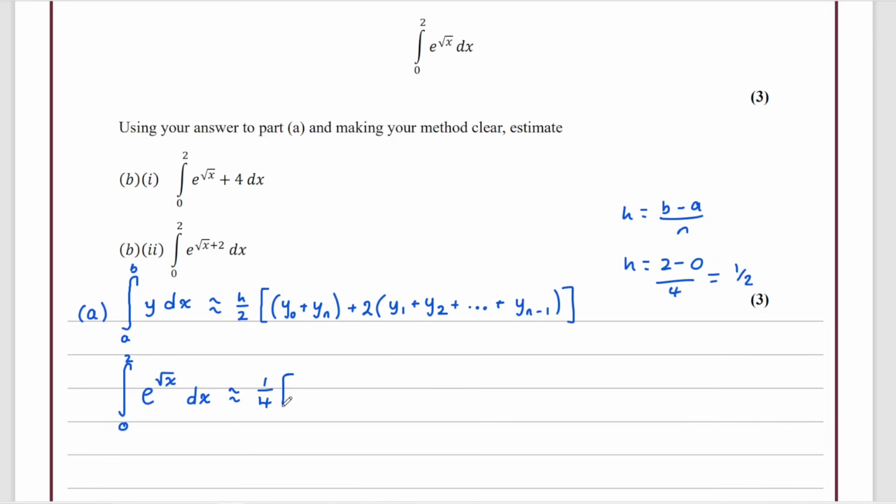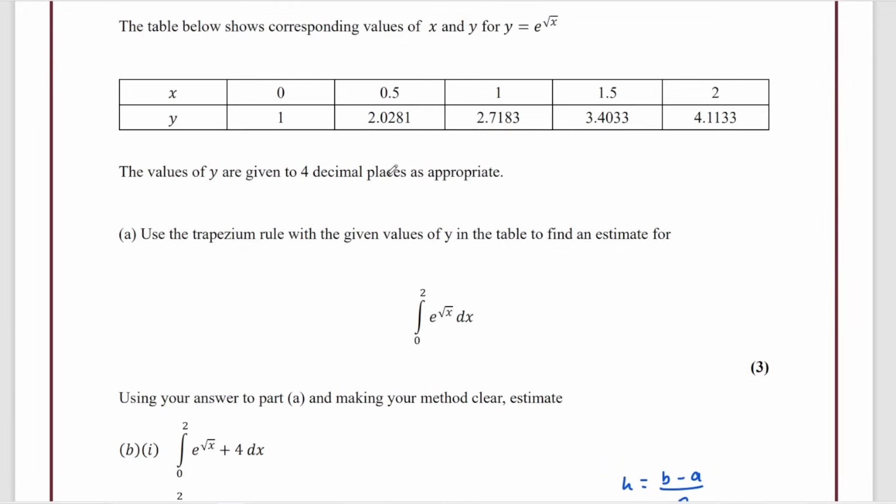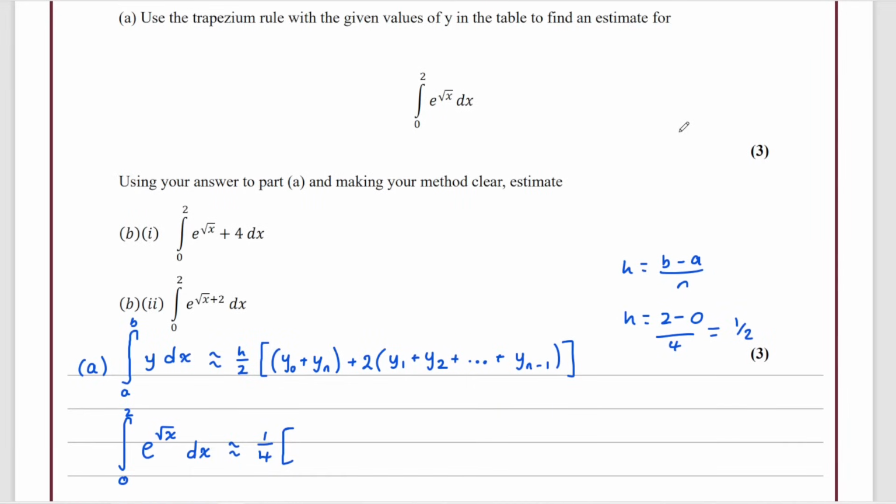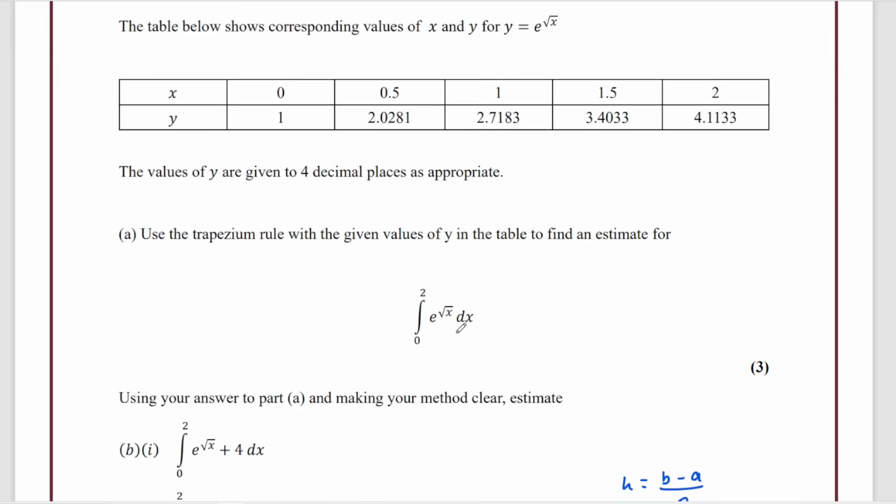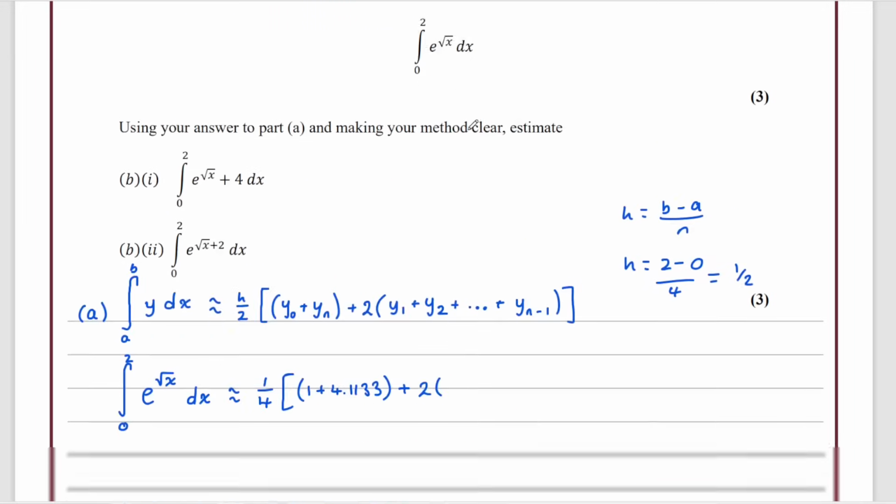We get a quarter there. We then got y0 plus yn, so my first term plus my last term. So my first y value is 1, my last y value is 4.1133. If we add those together, 1 plus 4.1133. Then we've got 2 lots of everything else. So 2 lots of these 3 y values here.